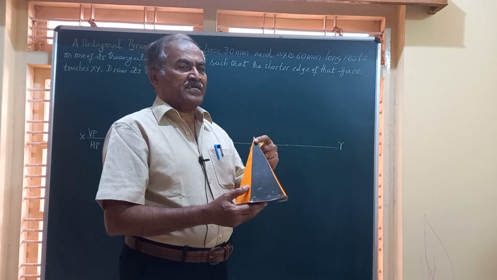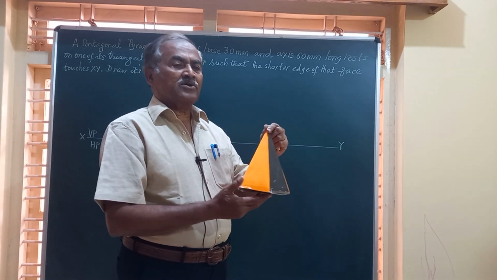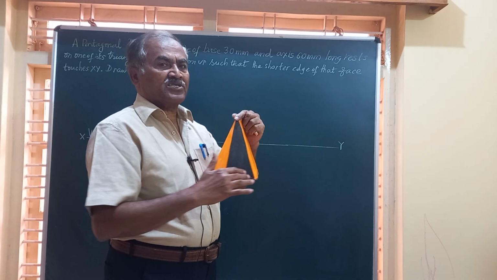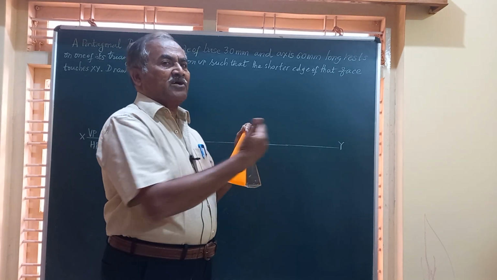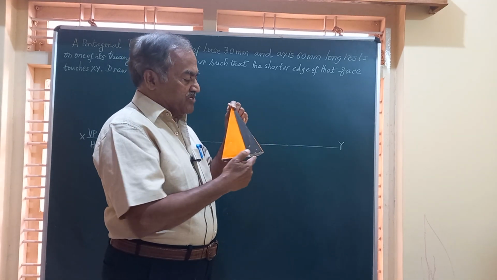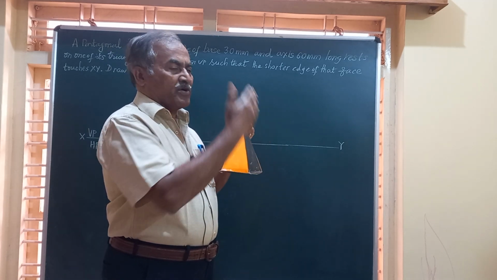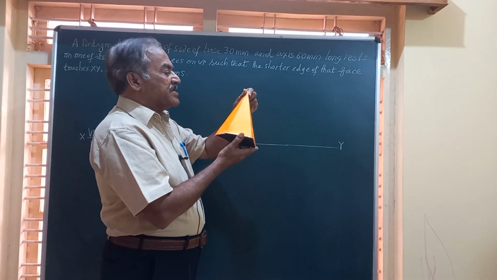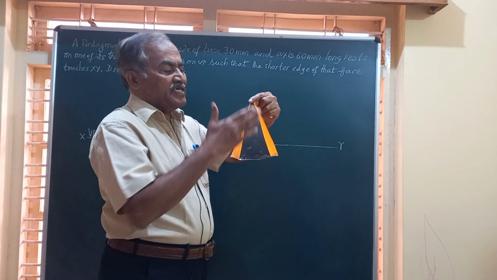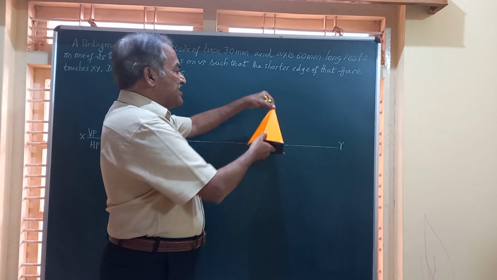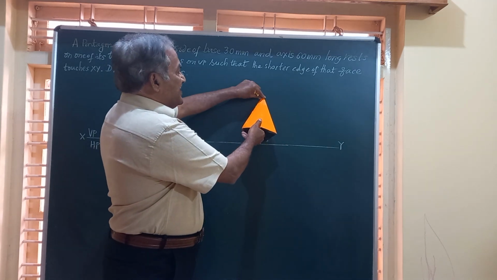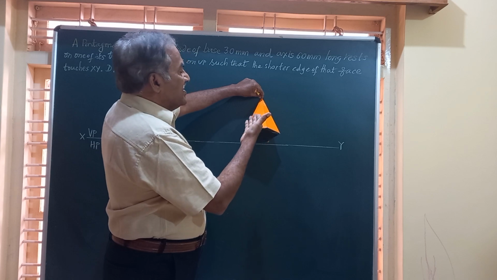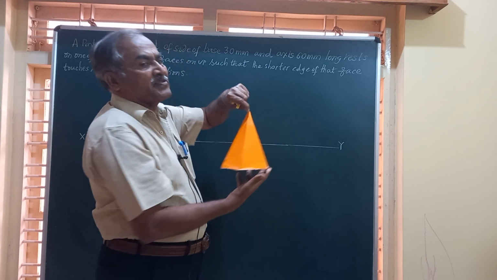So basically friends, I keep the pyramid on HP such that one of the triangular faces is to the right side of the observer, or one of the shorter edges of that is perpendicular to the HP. Then we rotate it through an angle of 90 degrees such that this triangular surface lies on HP finally like this, and you will be able to obtain the final front view and top view of the pyramid.